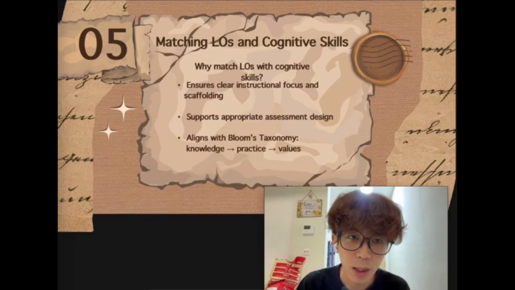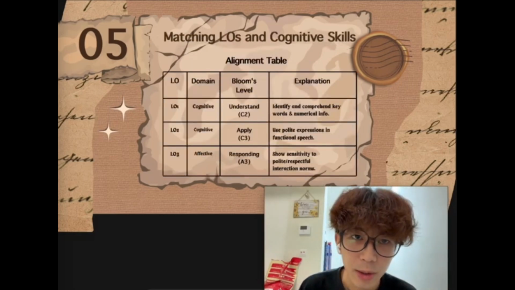It also makes sure our assessment actually matches the learning goals. If we say we want students to recognize something, we shouldn't test them on speaking or writing it. Lastly, we followed Bloom's taxonomy, which helps us think about different kinds of learning, from remembering and using information to developing values like politeness. So this alignment gives our lesson a clear structure and helps us teach and assess more effectively.